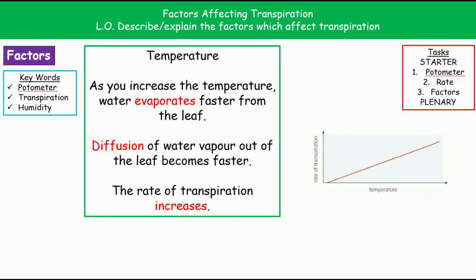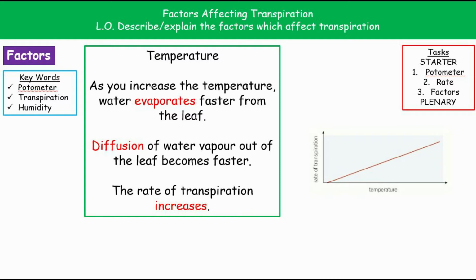Let's make sure we got the words in the right places then. So as you increase the temperature, water evaporates faster from the leaf, diffusion of water vapour out of the leaf becomes faster, and the rate of transpiration increases. So give yourself a mark out of 3 for your missing words. Then if we look at the shape of the graph, we can see that it's a nice linear graph. So as temperature increases, the rate of transpiration increases.